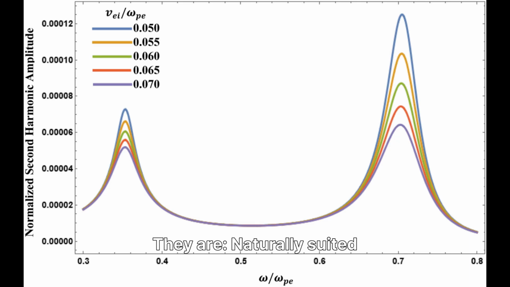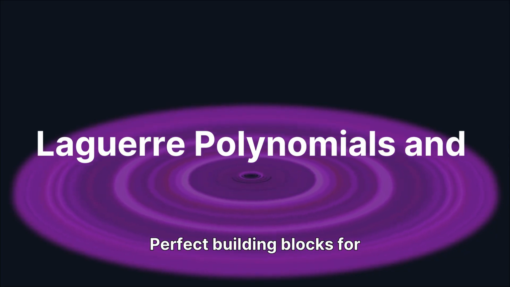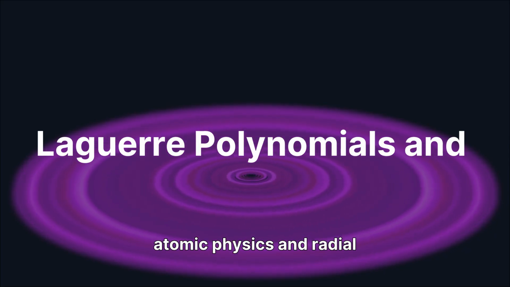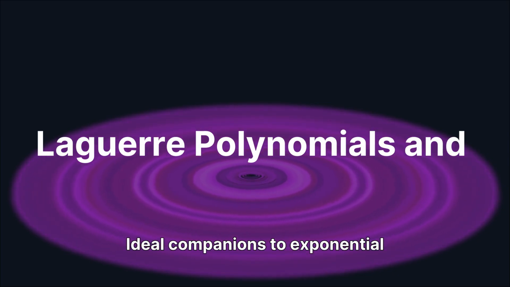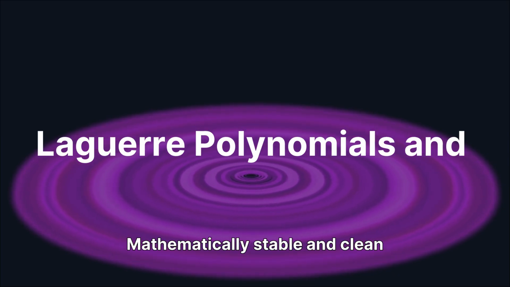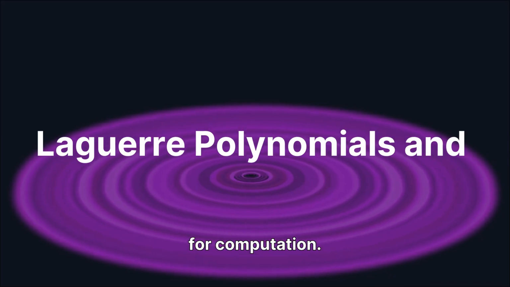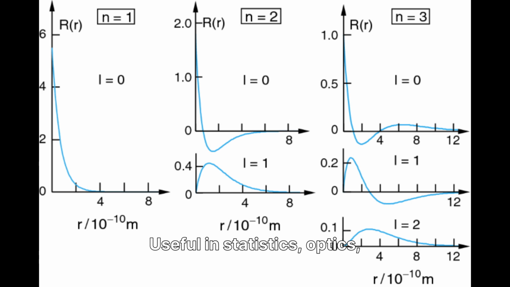Laguerre polynomials may seem abstract, but their structure matches the real world remarkably well. They are naturally suited for processes that start strong and fade out. Perfect building blocks for atomic physics and radial waves. Ideal companions to exponential decay. Mathematically stable and clean for computation. Useful in statistics, optics, lasers, and signals.